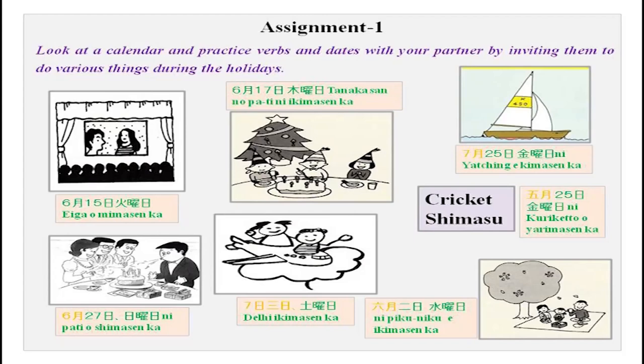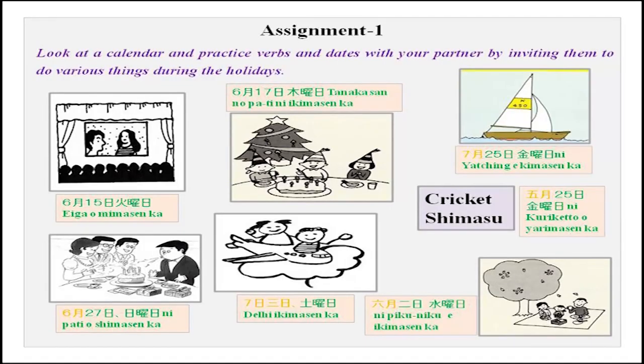So, well, the first one over here is Rokugatsu Jugonichi Kayobi. Eiga o mimasen ka? So, well, over here the subject is I, which is hidden, and you don't have to say watashi to issho ni eiga o mimasen ka. Eiga o mimasen ka will suffice. So, well, this is how you can practice over here and ask your partner and learn new verbs and new words.